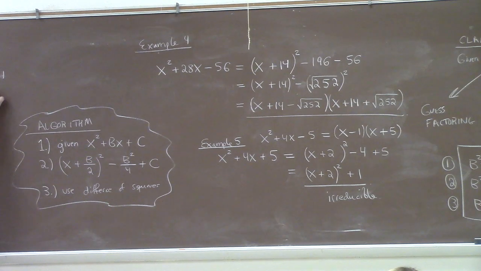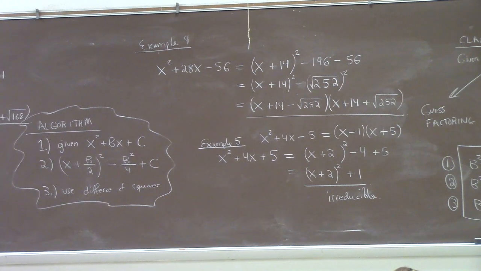I write that to give myself a difference of squares. So again, x plus 13 minus the square root of 168, times x plus 13 plus the square root of 168. You can't do anything more with that. It's factored, yeah.